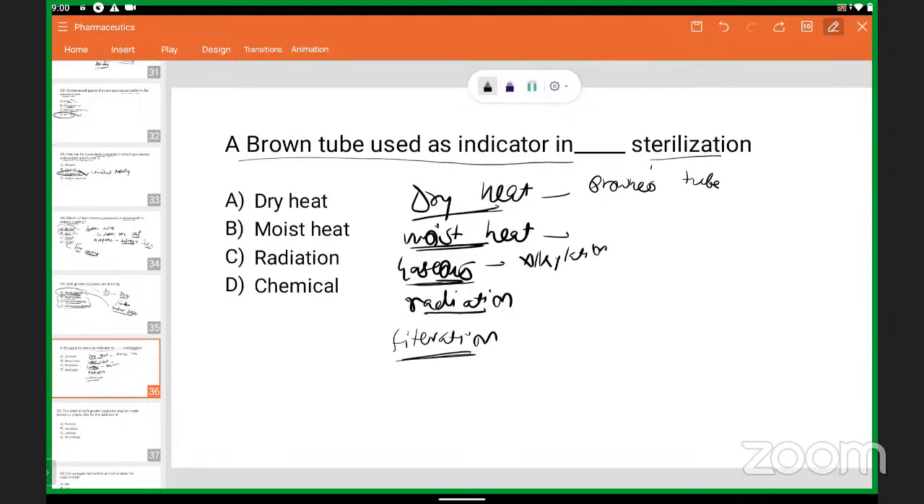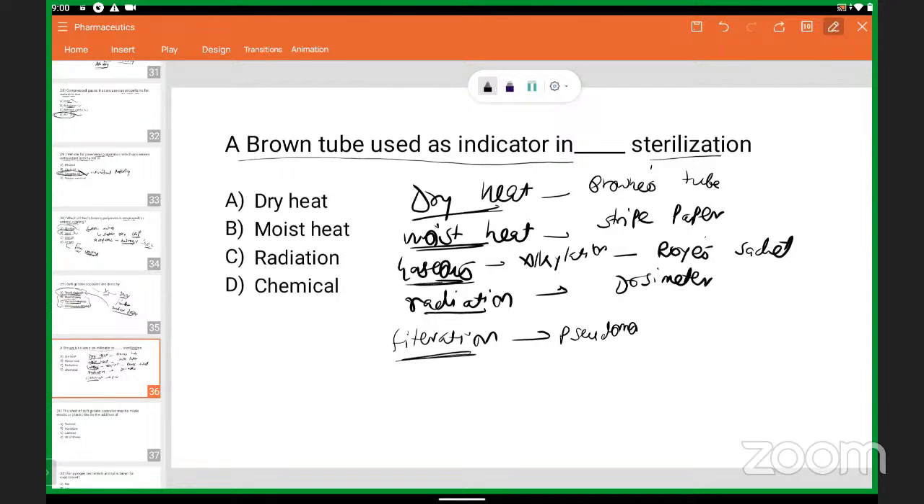Dye heat sensitive tapes are also used as a chemical indicator for this technique. For moist heat, stripe paper is used as a chemical indicator. Then for gaseous sterilization, Royce sachet. For radiation, dosimeters are majorly used as a chemical indicator for this type of sterilization. And for filtration, Pseudomonas diminuta or Serratia marcescens can be used as the indicator.